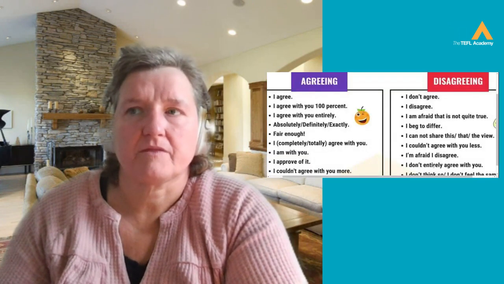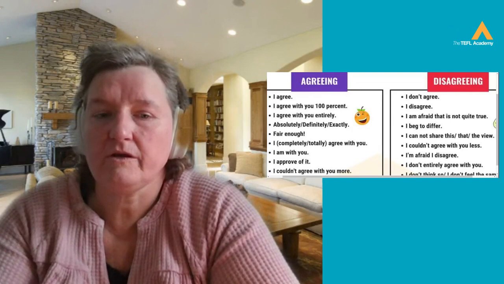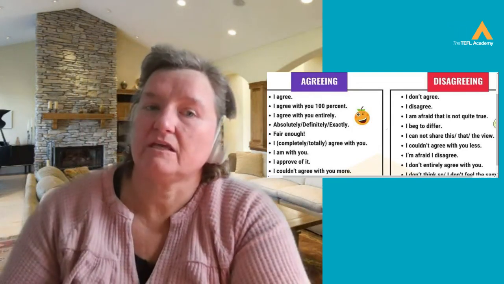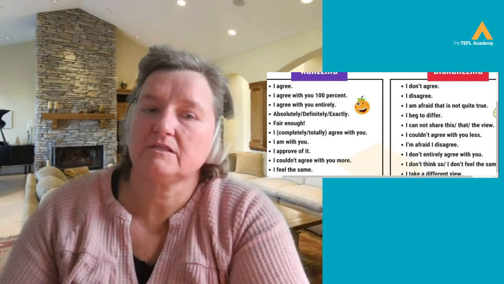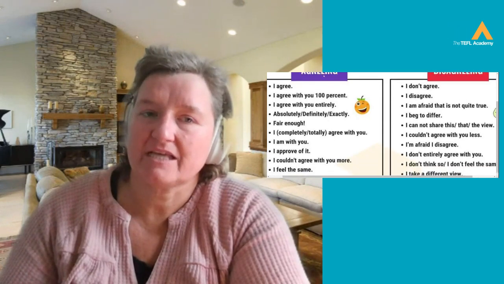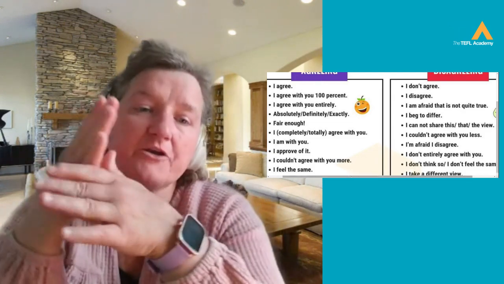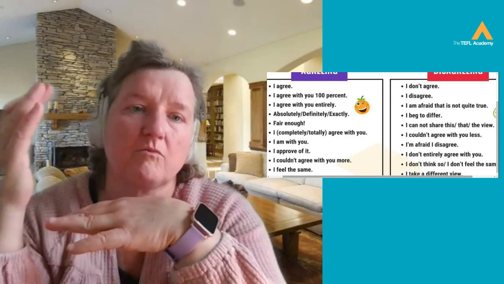That one is a little bit tricky because it has the word entirely, and it looks like it's agree, but it's not, right? So I don't entirely agree with you is disagree. How about I couldn't agree with you more? That's a little bit tricky, right? Because couldn't, so it seems like it's negative, but it actually means I agree with you because I already agree with you 100%. I cannot agree with you more, right?